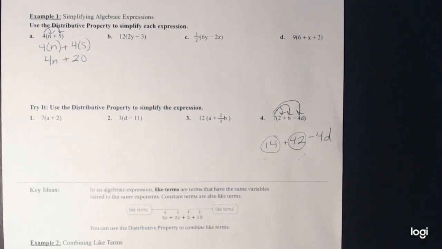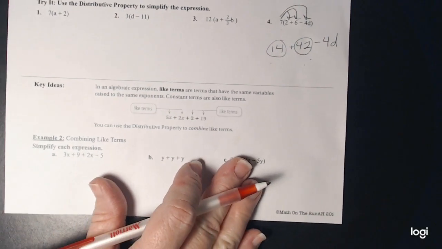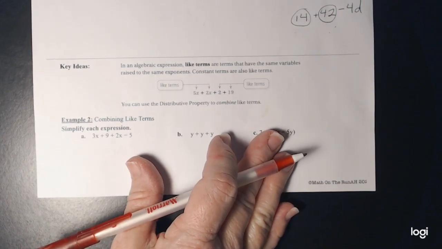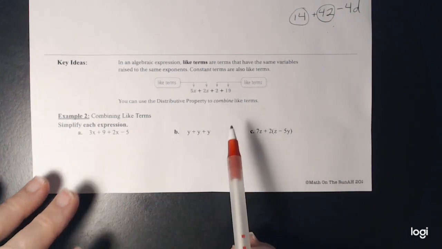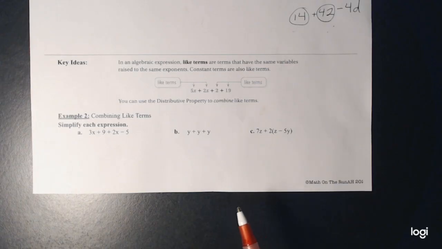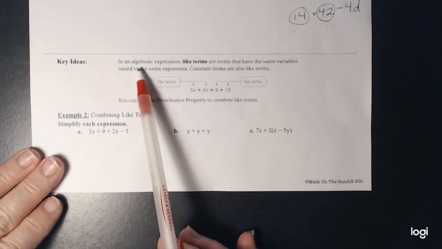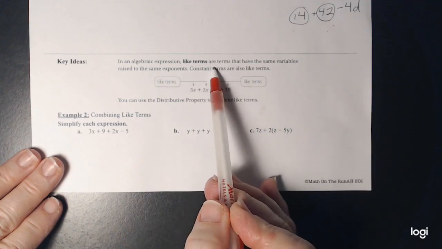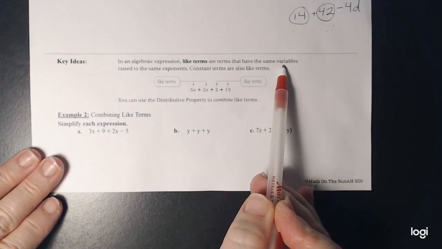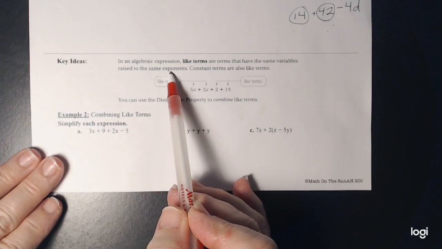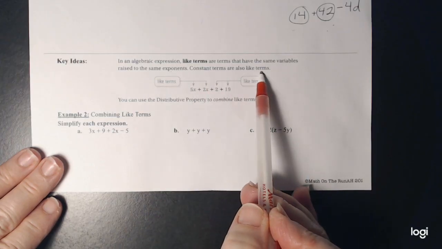Today we're going to move down to the bottom of our notes, and we're going to look at like terms. When I do the like terms lesson, I like to use different colors, so if you have any colored pencils or crayons, that would be very helpful. It says here, in an algebraic expression, like terms are terms that have the same variables raised to the same exponents. Constant terms are also like terms.